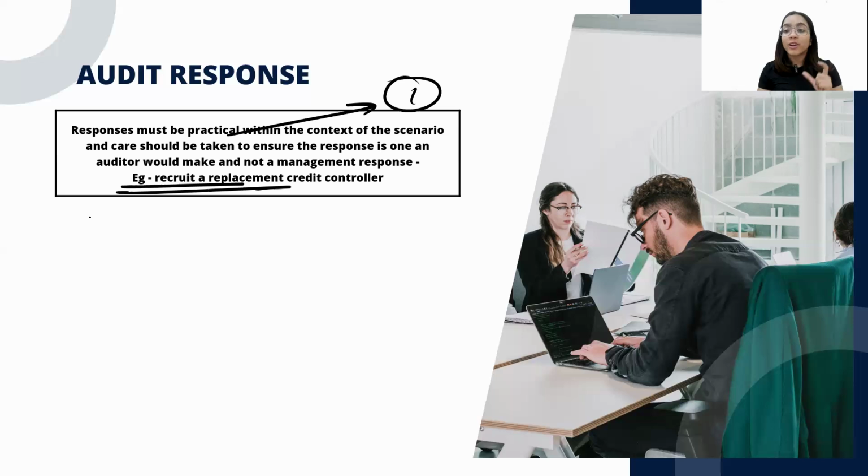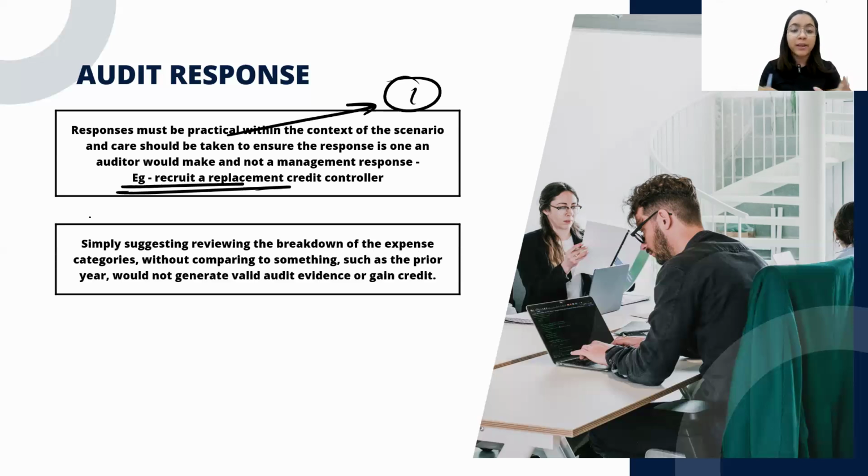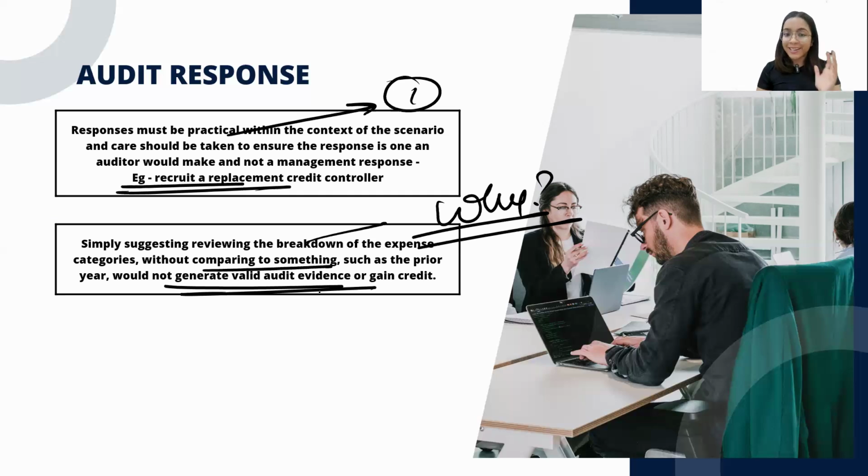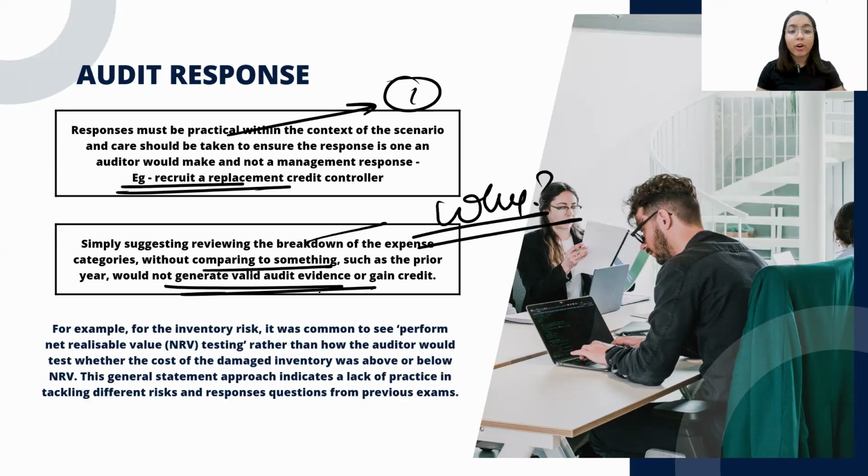The question was regarding the audit response. Please be clear. Simply suggesting reviewing the breakdown. Why? If you are writing half procedure, you are simply writing review the breakdown. Why are you reviewing breakdown? Okay, you will not get any marks. Without comparing to something such as previous year, you will not get credits. If you are writing just 4 words procedure and you are thinking that you will get 1 full marks, sorry, you will not get it.